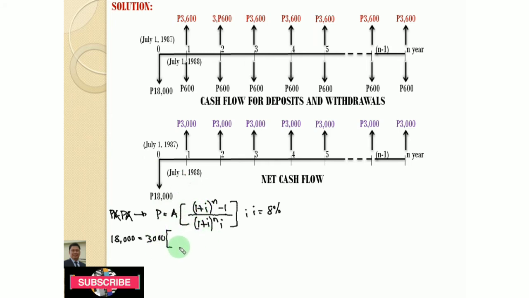So we do not know yet the value of our n with this given i. So we have here (1 plus 0.08) raised to the n, minus 1, all over (1 plus 0.08) raised to the n, times this. Our i is 0.08.